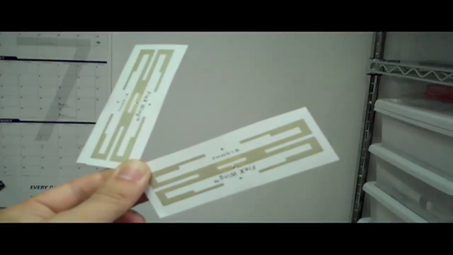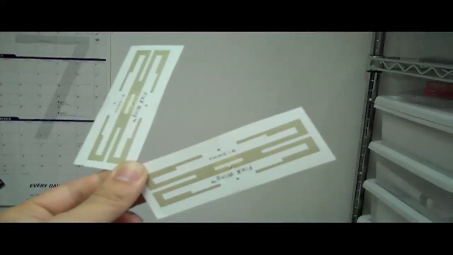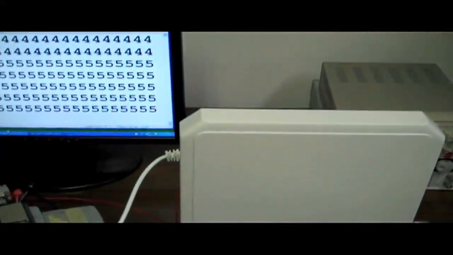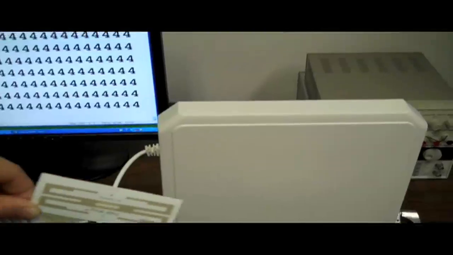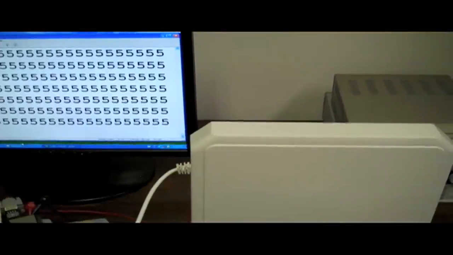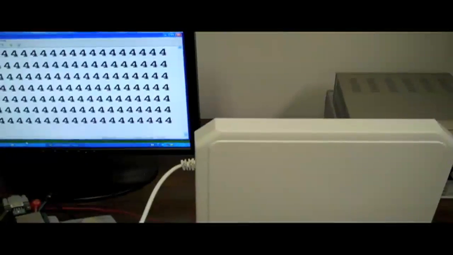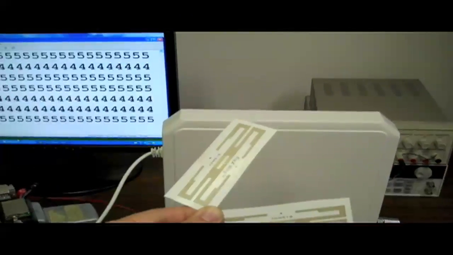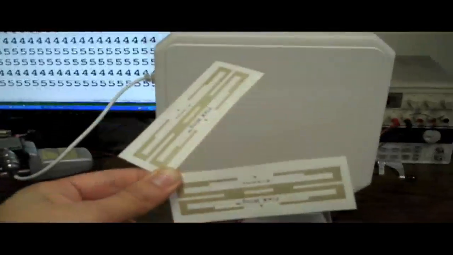Here I have in my hand two separate RFID labels with different IDs. If I wave the labels in front of the antenna, you can see that one of them is programmed to be all fives and the other one is programmed to be all fours. If I hold both of them in front of the antenna, both IDs appear.